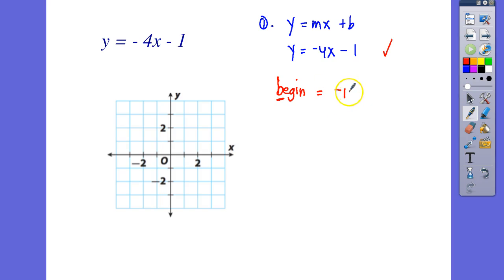Okay, so you're going to plot your first point on the y-axis at the b value. So right here, negative 1. And then you're going to move. How are you going to move? By looking at the number in front of x. This is your slope right there. So this is negative 4. But remember, you have to write this in fraction form. So it's going to be negative 4 over 1.